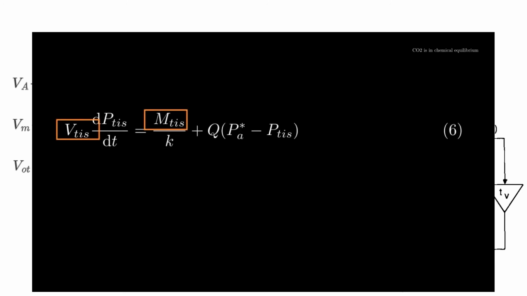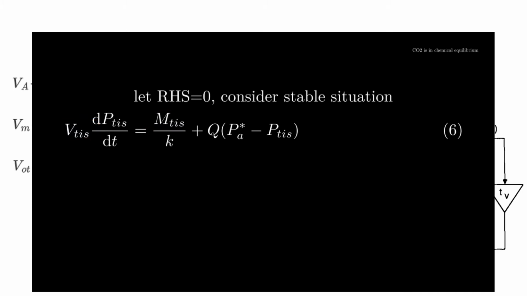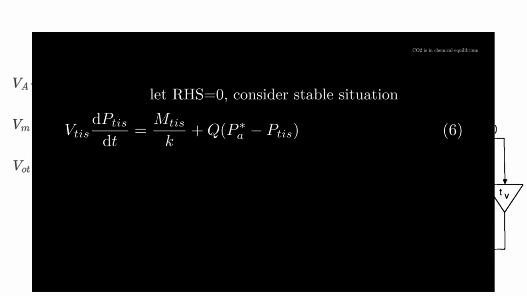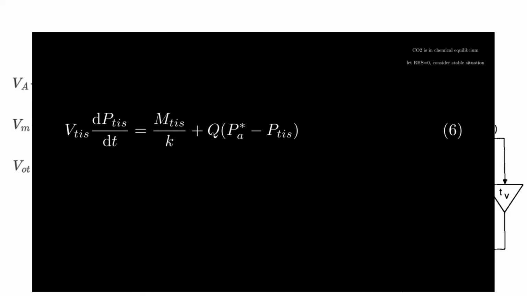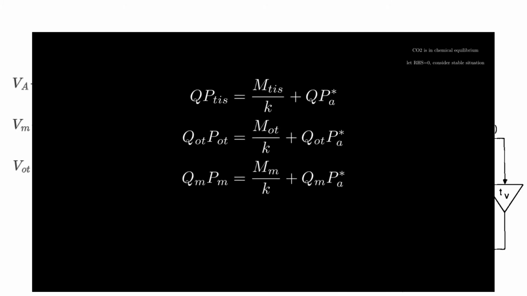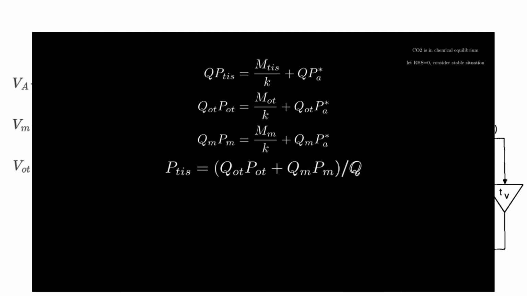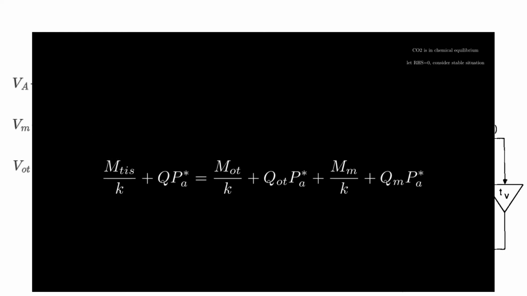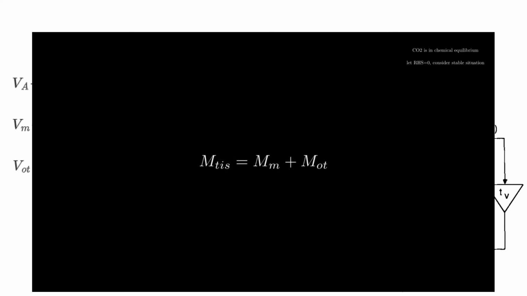But in this equation, we have 2 unknown variables, the metabolic rate and the volume of the new tissue. So here, we only consider the stable situation. So we set the right-hand side equal to 0 and try to find the fixed point. And after a lot of simplification, we will have these 3 terms and plug them back into the equation. We will have the expression for M. You can find that the metabolic rate of the combined tissue is equal to the sum of the 2 compartments.